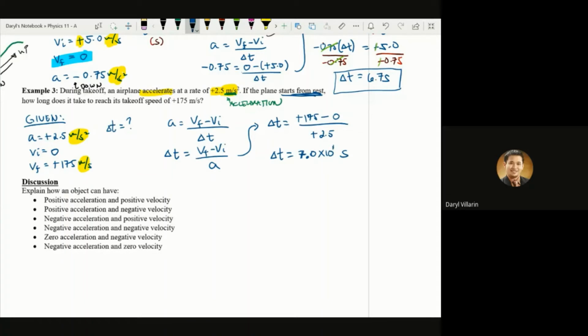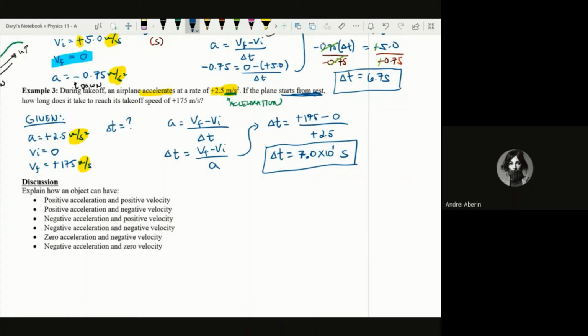Again, this is the purpose why sometimes you need to express them in scientific notation, just to explicitly express your answer in the right significant figures. So I will not write 70 seconds because 70 is just one significant figure. Okay, are there any questions with this one?